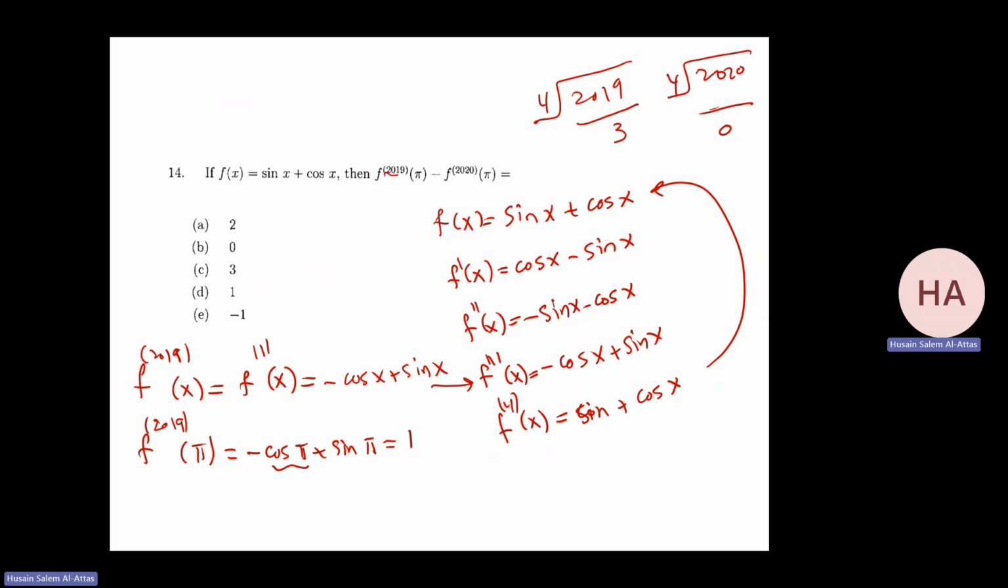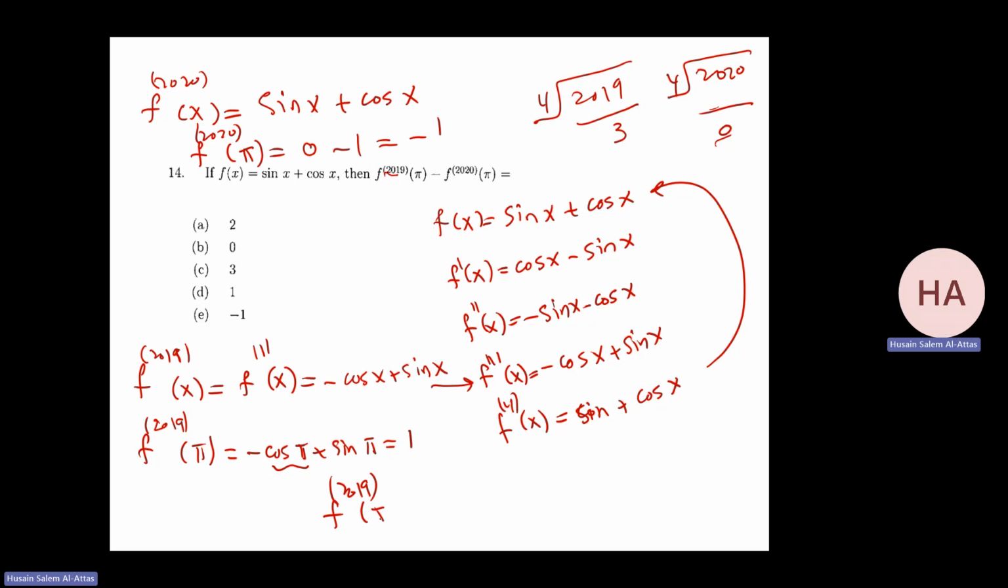Okay. Now let us do the 2020th derivative. It will be like the 0 or the 4th. It's the same. So that will be sine x plus cosine x. At pi, that will be sine pi, which is 0, plus cosine pi, minus 1. That will be minus 1. So what is the 2020th derivative at pi minus the 2019th derivative at pi? That will be minus 1 minus 1.